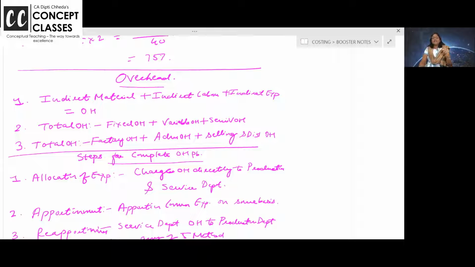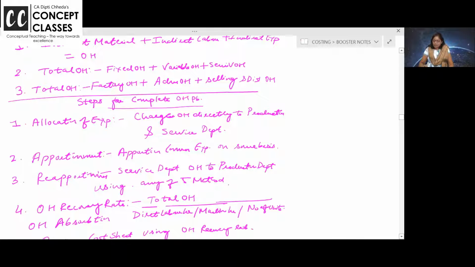Semi-variable overhead is up to a limit, it is fixed, then it is variable. For example, your telephone bills. Suppose you have postpaid connection, minimum 350 is fixed. Your electricity bills, even if your factory is shut down for the whole month, minimum electricity bill will come. Beyond that, depending on the power you are using. Right? So you can divide the overhead in fixed overhead, variable overhead, semi-variable overhead. Also, you can divide the overhead into factory, admin, and selling.